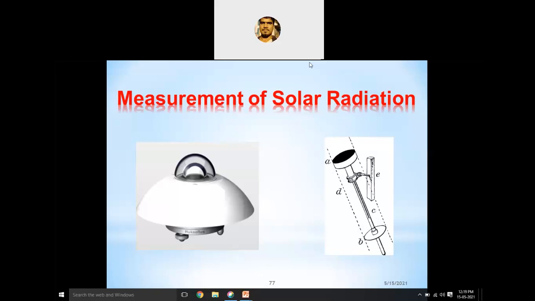There are two basic types of devices available to measure solar radiation. In the picture you can see the two important types. The first is called a pyrheliometer, and the second is called a pyranometer. These two devices are generally used to measure solar radiation. Going to the next slide.